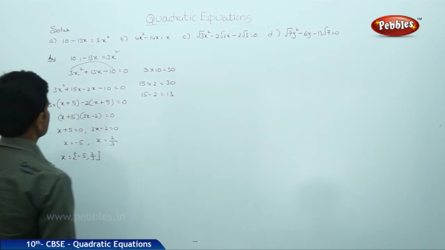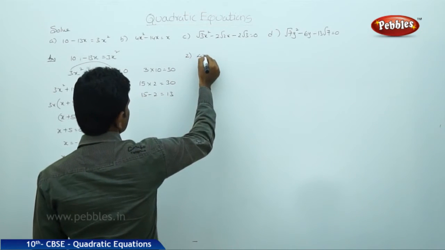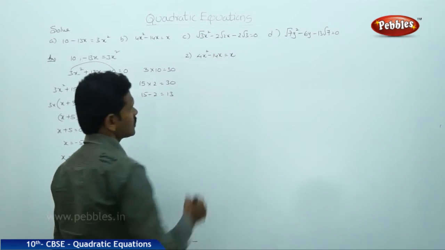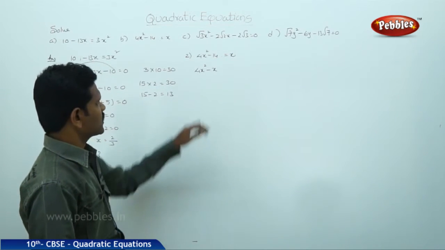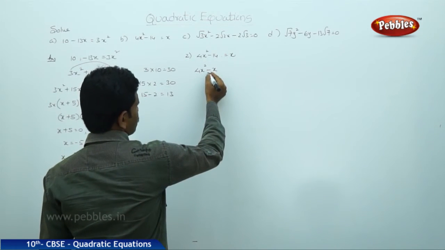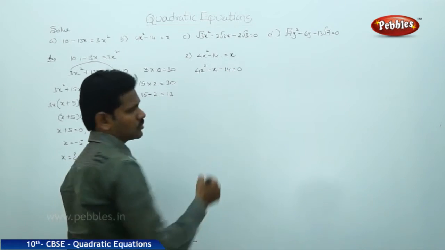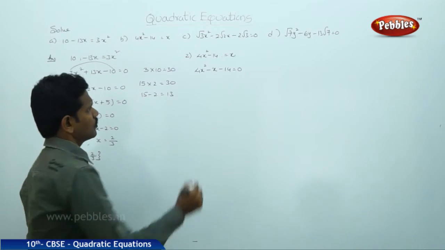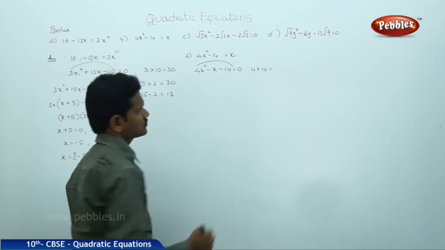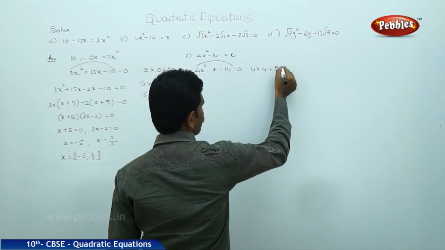Now let us see the second one: 4x square minus 14x is equal to x. This is the given question. Arrange the given one in the general form of the quadratic equation: 4x square minus x minus 14 is equal to 0. Now 4 into 14 is equal to 56.